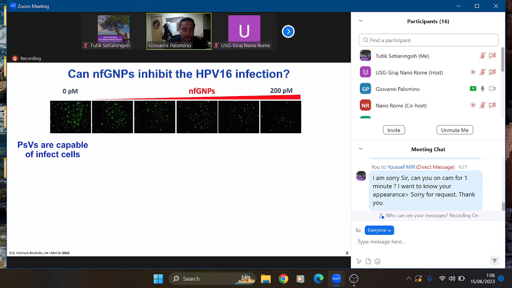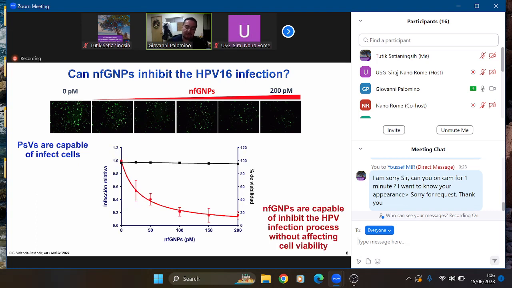And for a quantitative result, we recover the cells and count them by flow cytometry. As a viability control, we use cells exposed to gold nanoparticles without pseudovirus, concluding that the non-functionalized gold nanoparticles are capable of inhibiting the human papillomavirus infection process without affecting the viability.